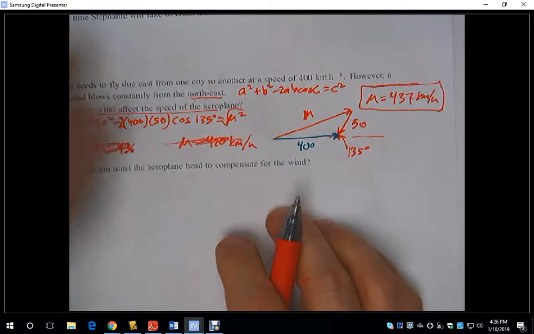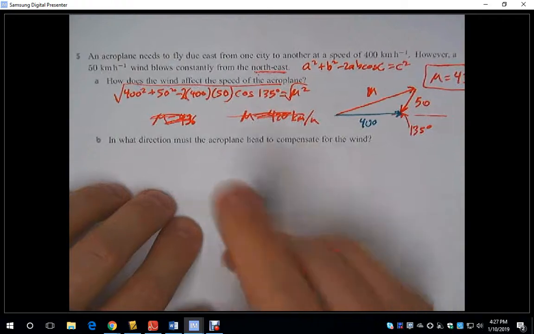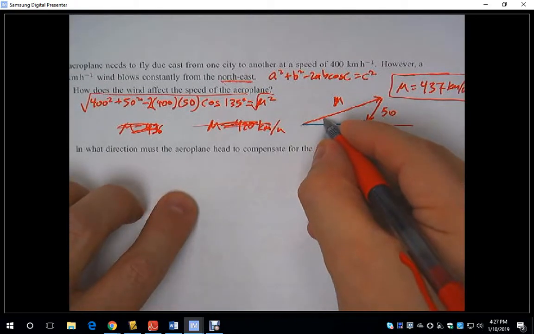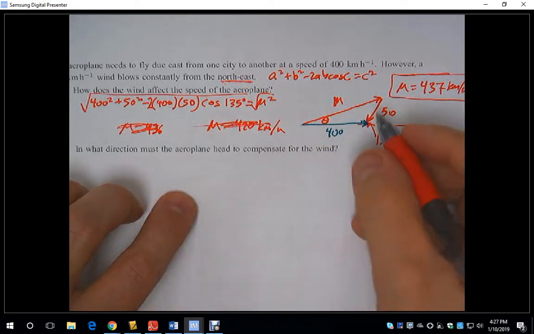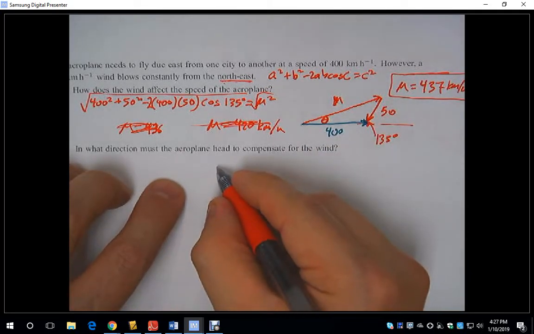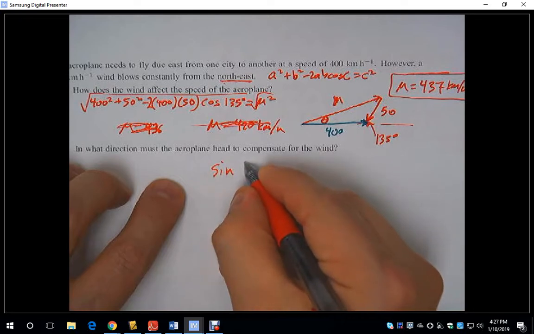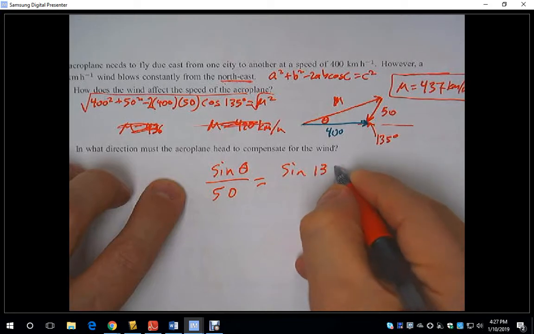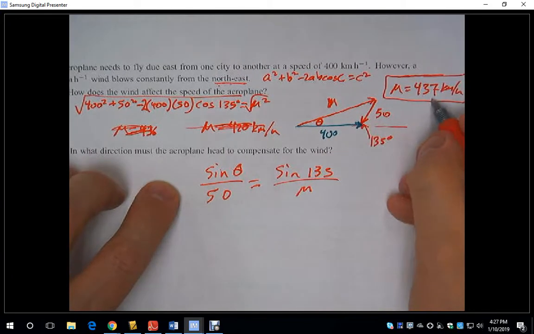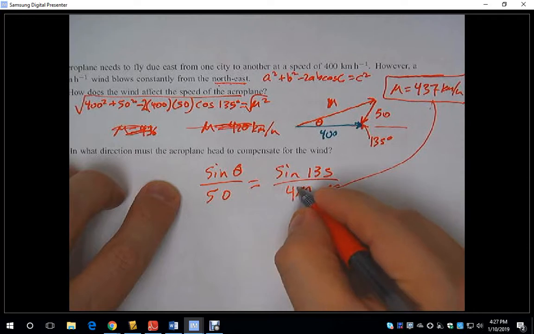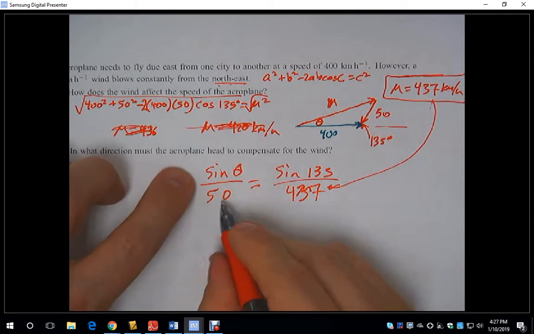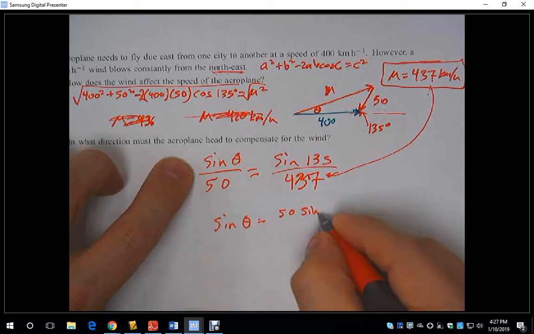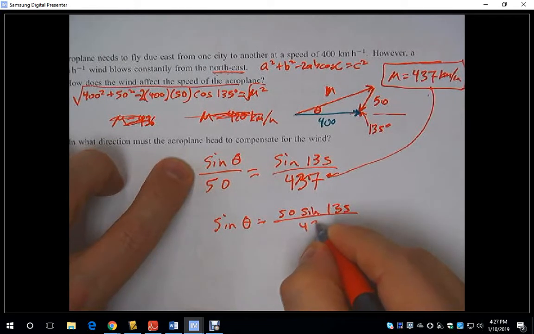Let's look at B. In what direction must the airplane head to compensate for the wind? So I'm trying to figure out what this angle here is. So let's just use the law of sines again. So I have sine of theta over 50 equals sine of 135 over n. We know what n is. We'll just throw that in here. We have 437. I'm going to multiply by 50 on both sides. It gives me sine of theta equals 50 times sine of 135 over 437.